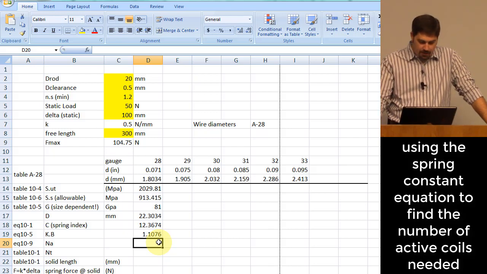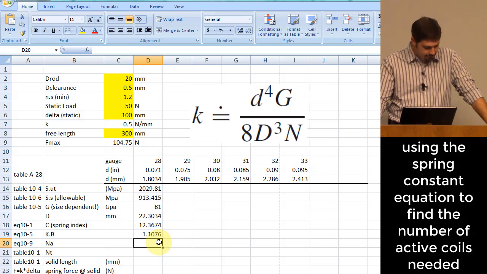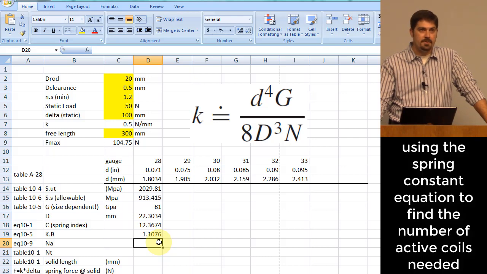I want you to go over and look real quick at equation 10.9. Equation 10.9 is the spring constant equation. This spring constant equation has K, the spring constant. It has lowercase d, wire diameter. It has modulus of rigidity, G. It has mean coil diameter, D. And it has N, which is the number of active coils. Of those values, which ones don't we know?